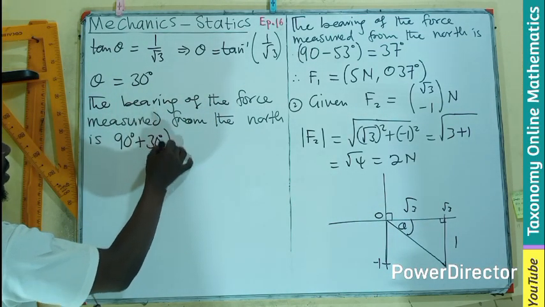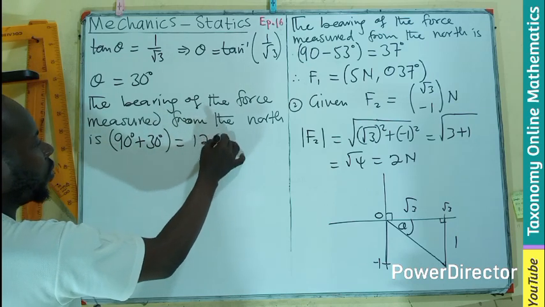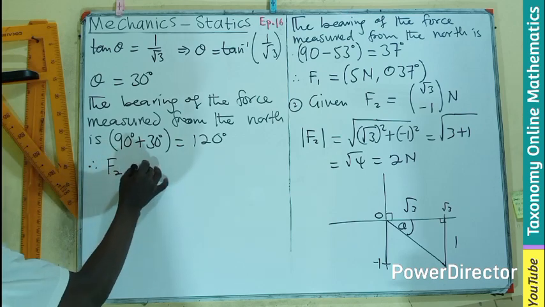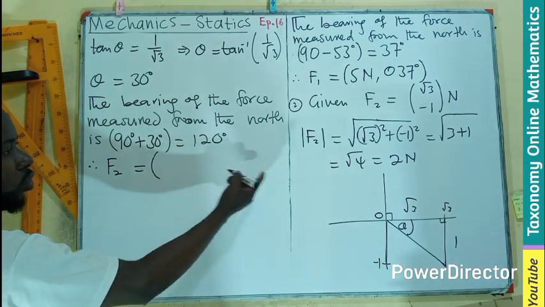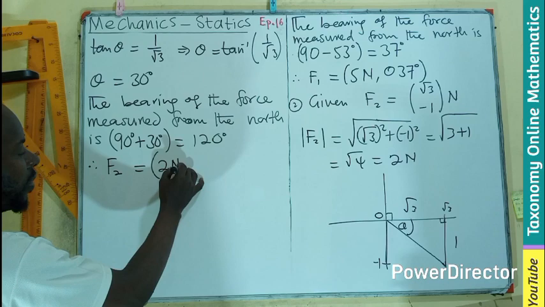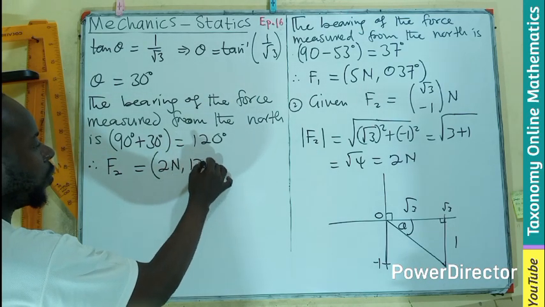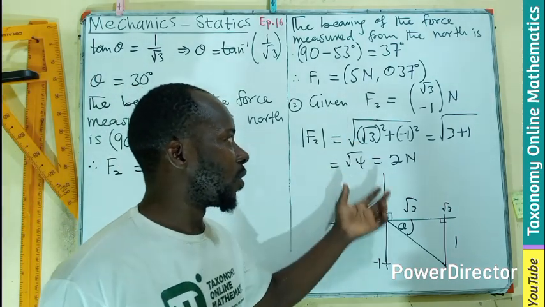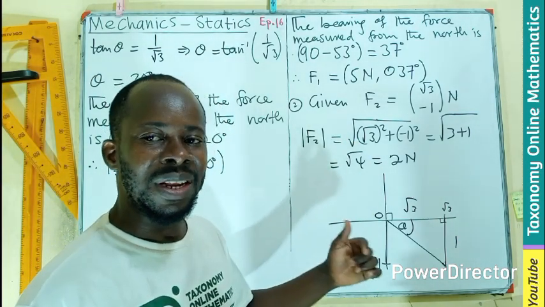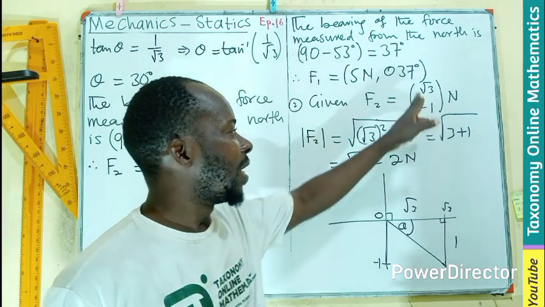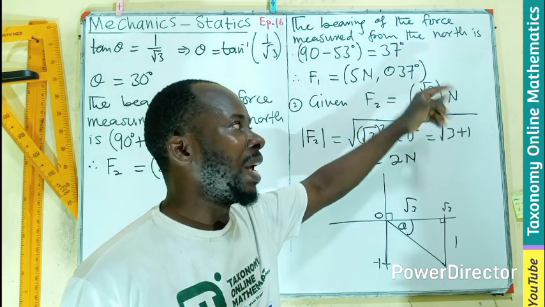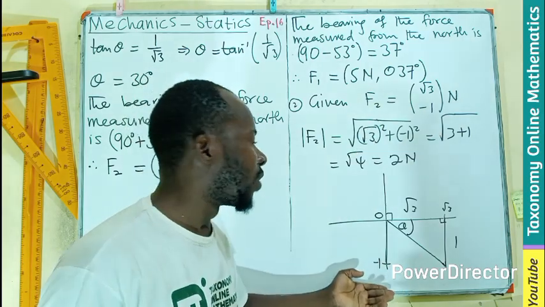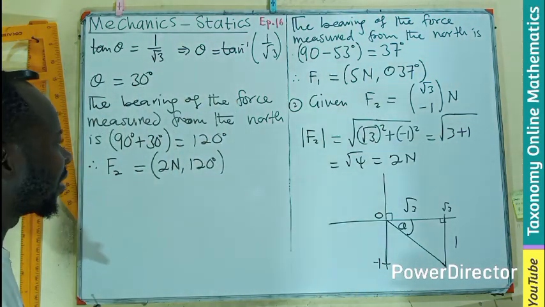Angle 30 degrees. And that will give you what? 120 degrees. So we can say that, therefore, the force 2 in the magnitude, which is 2 Newton, and bearing form will be 120. So this is when we have forces. Don't forget, this could also be given in the Cartesian coordinate form, as in root 3i minus j, which is still the same in this form. Then you translate and come back to where we are successfully.